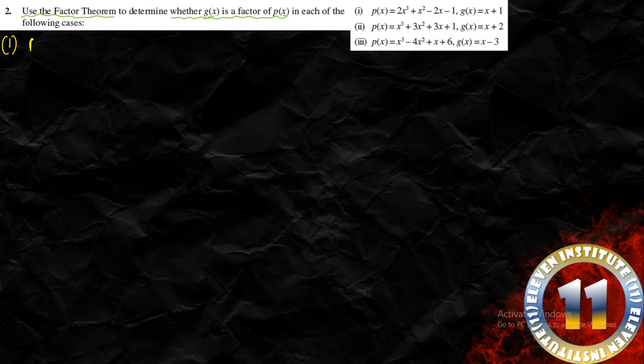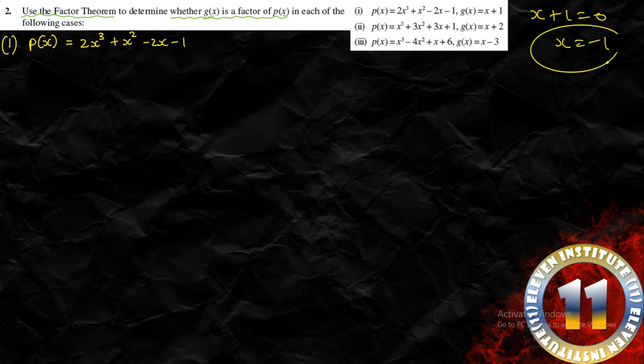Right. We will write both P(x) and G(x). The polynomial that is given to us is 2x cube plus x square minus 2x minus 1. Now you can see over here that G(x) is x plus 1. So if we take x plus 1 is equal to 0, what do we get? We get x is equal to -1.